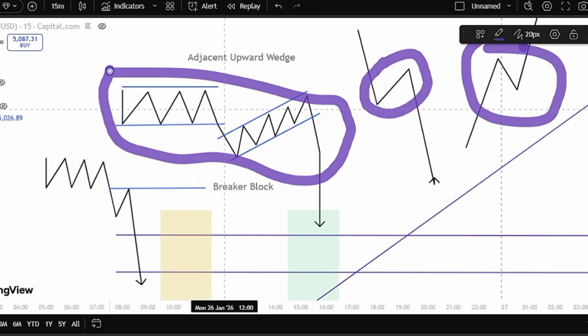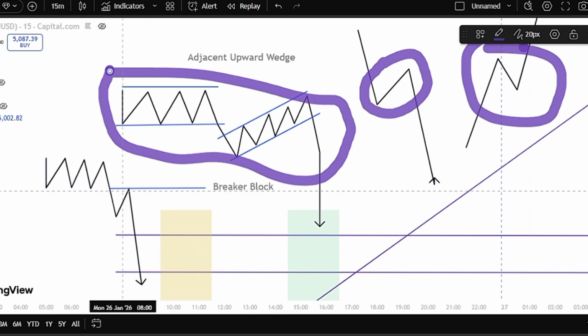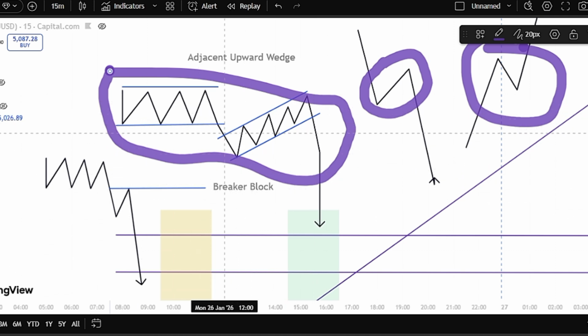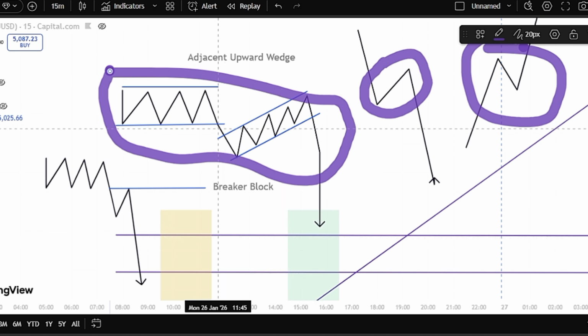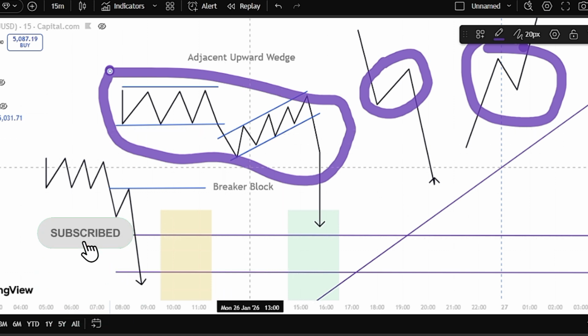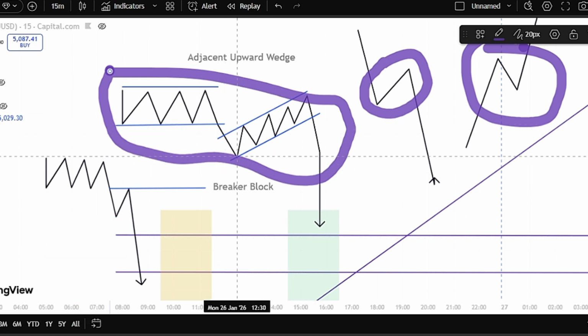So once you have this, in most cases, the price action might not define this particular breakout very clearly. It might just do something short like this. So you also have to be watchful once it does this and starts forming a wedge.